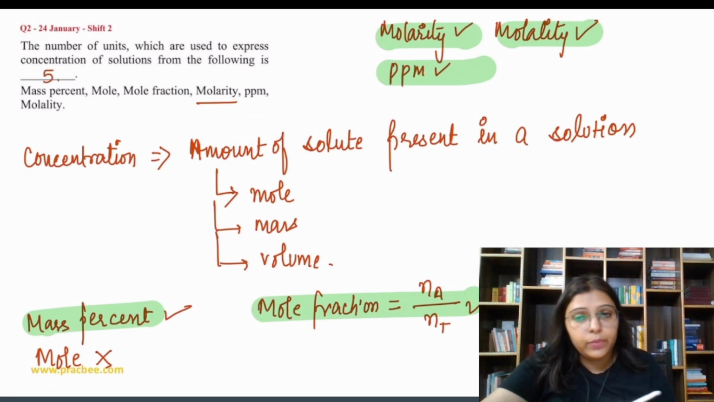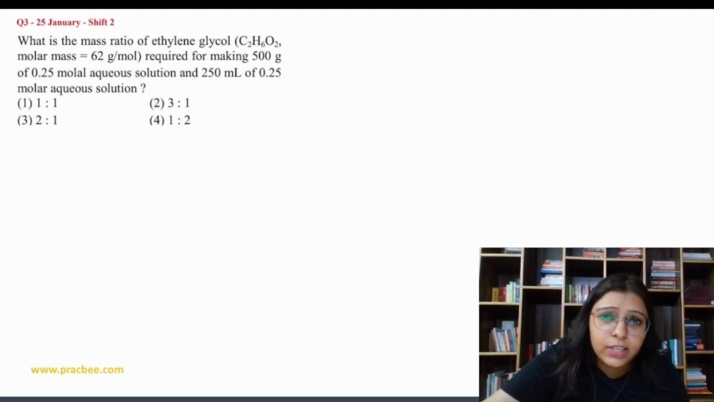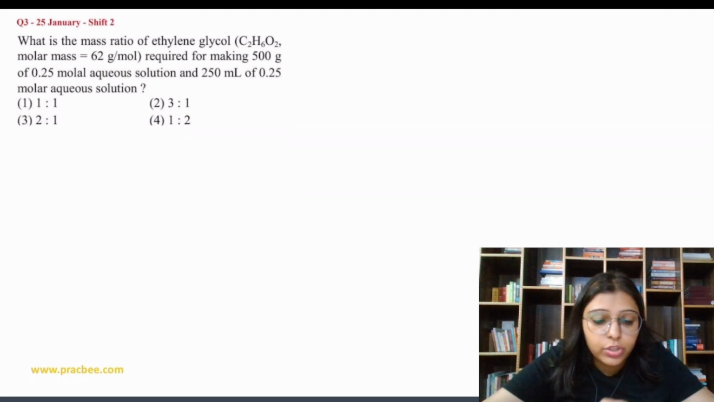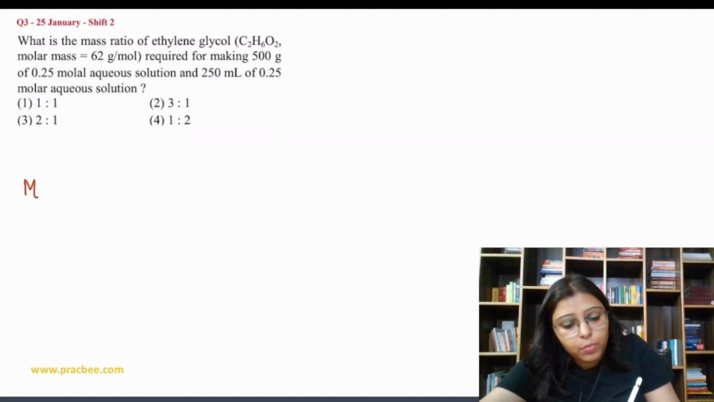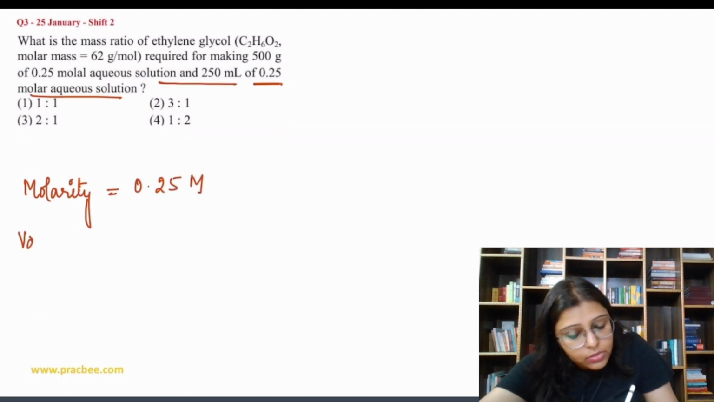Clear? Okay. Now next question. Next question says, what is the mass ratio of ethylene glycol required for making 500 gram of 0.25 molal aqueous solution and 250 ml of 0.25 molar aqueous solution? Okay. So here molarity is given as 0.25 molar. Aqueous solution, it means volume of solution is given. The volume of solution is 250 ml.